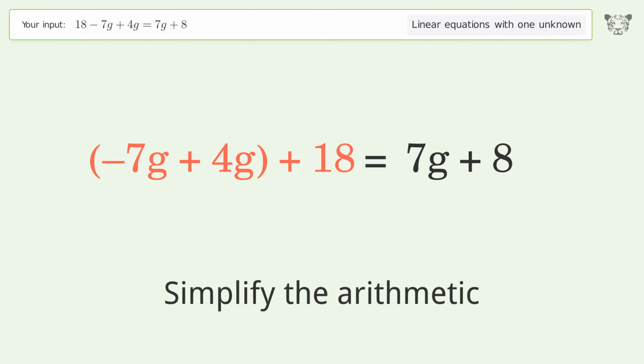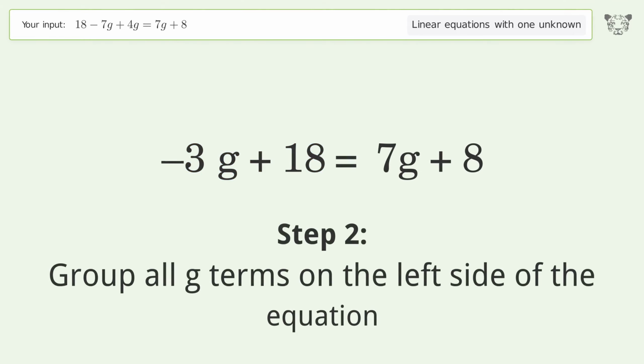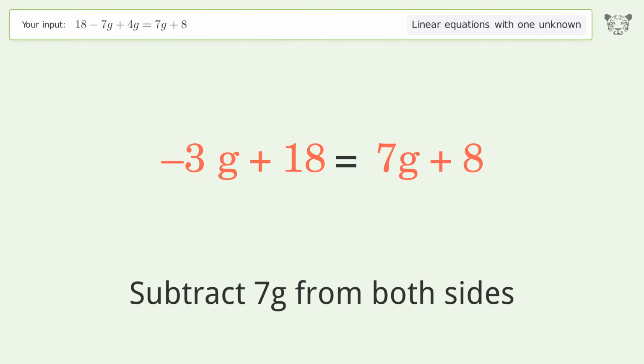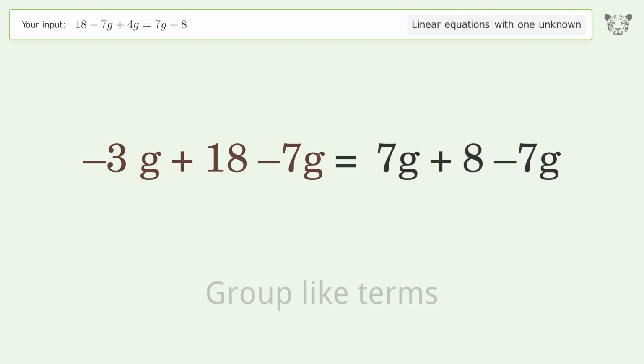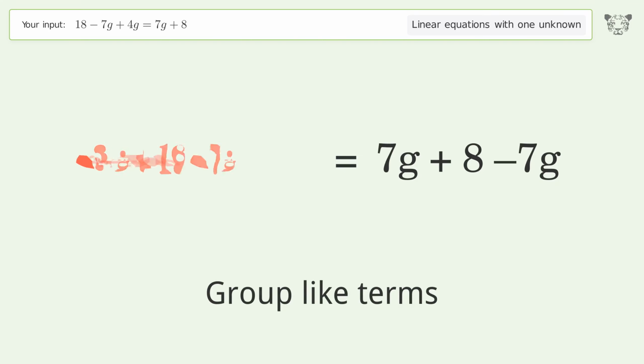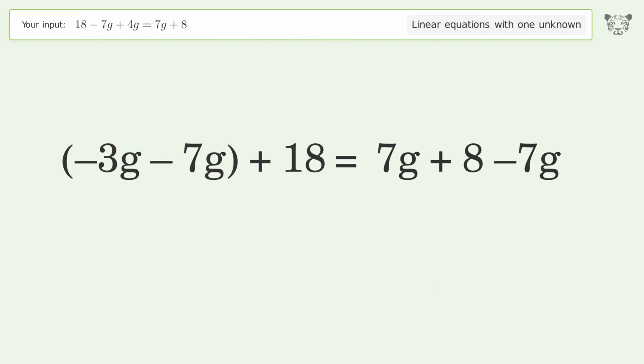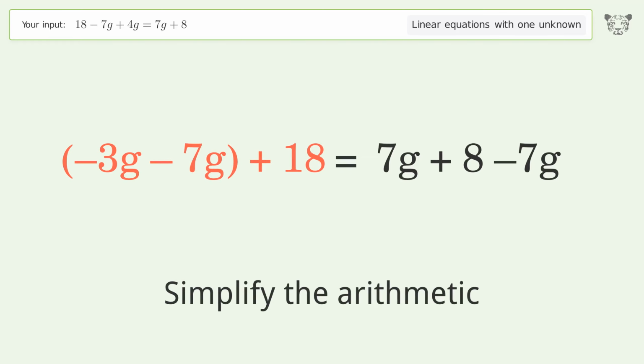Simplify the arithmetic. Group all g terms on the left side of the equation. Subtract 7g from both sides. Group like terms. Simplify the arithmetic.